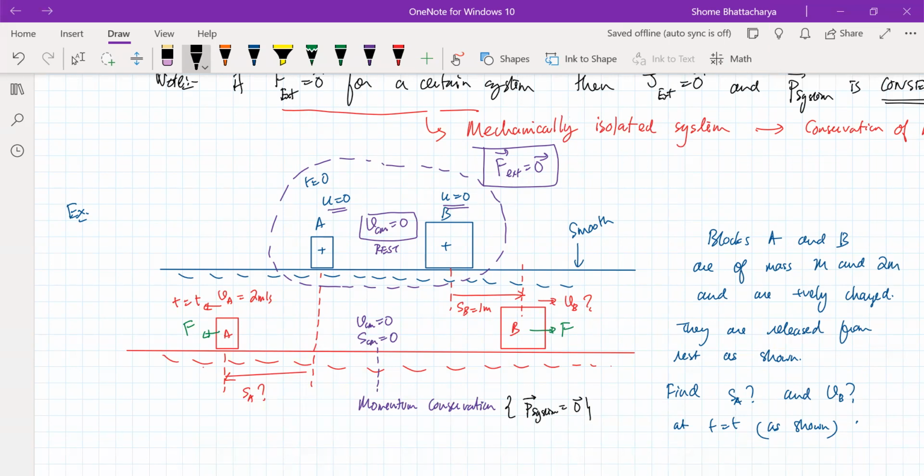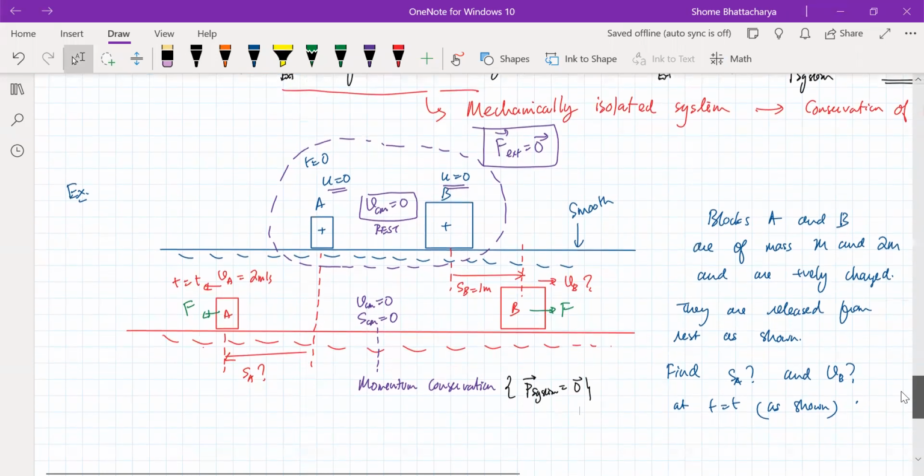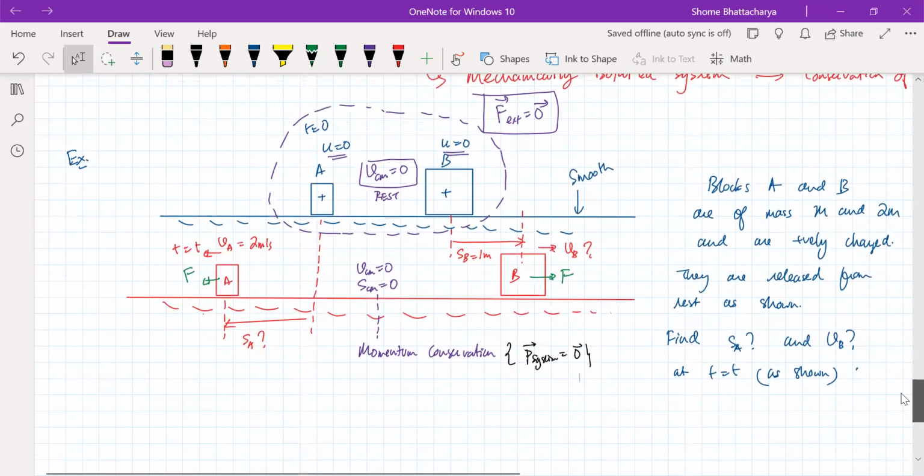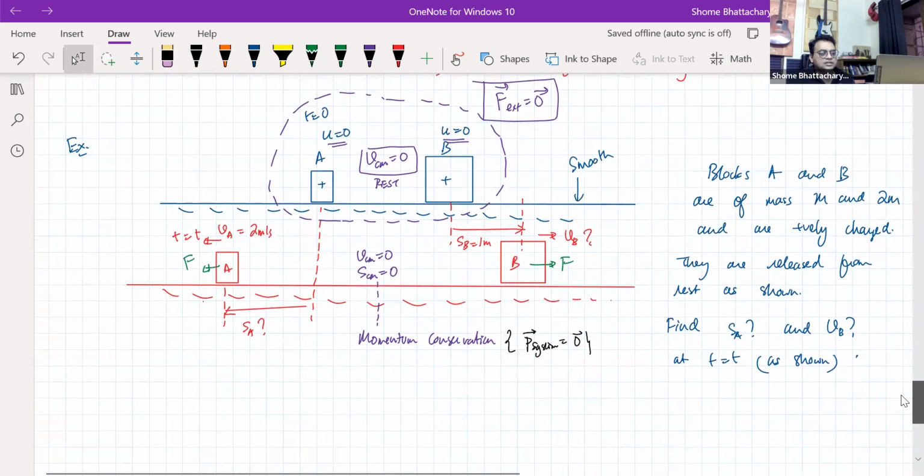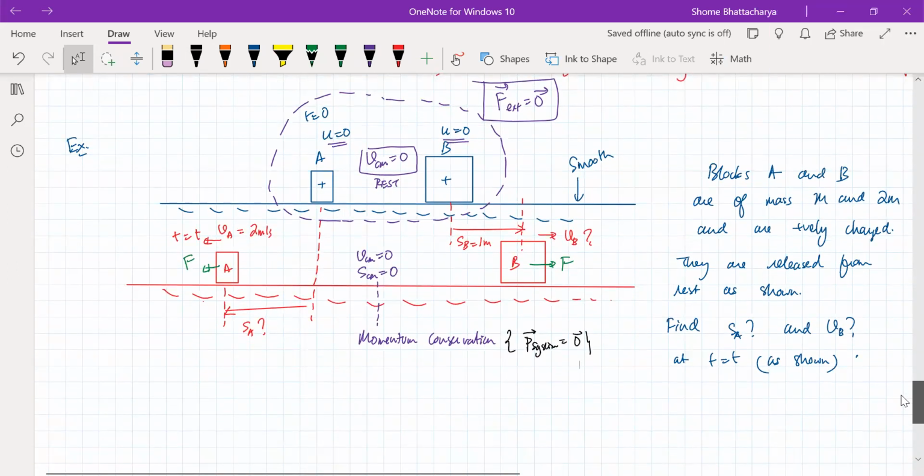But what if the charges were 2 positive charges on A and a single positive charge on B? Then the system would have been different, right? It doesn't matter, beta. The charge is inside the system. No force is coming from outside. There's no external agent who's applying any force.